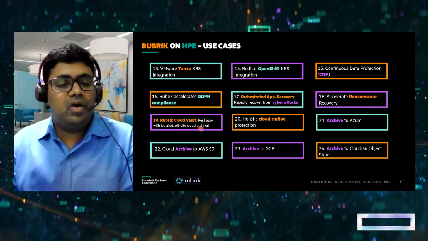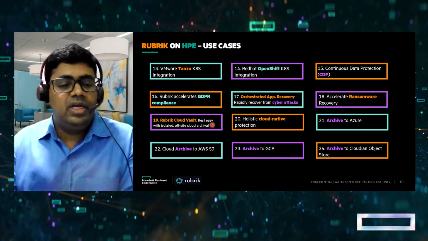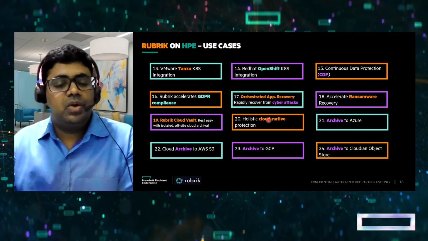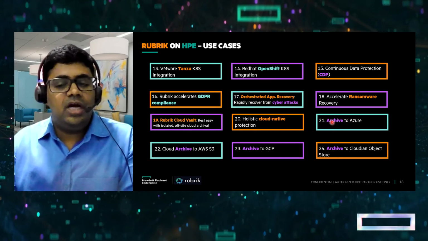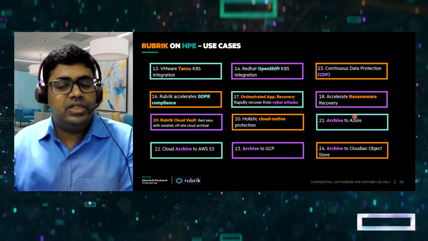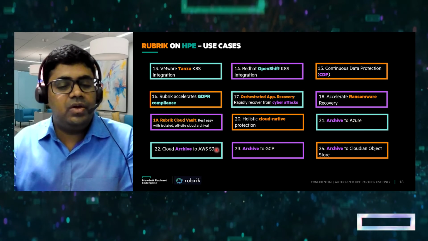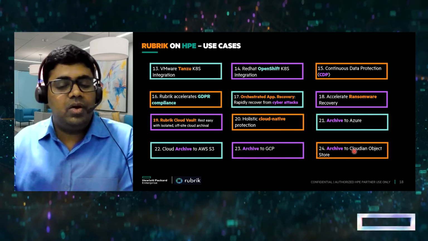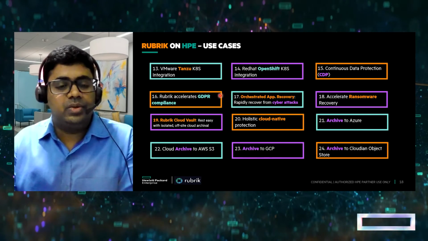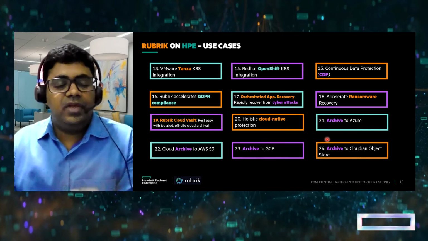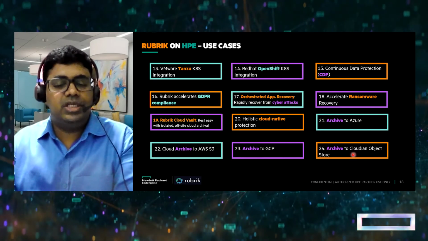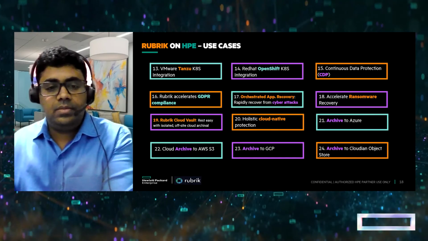And Rubrik Cloud Vault is also one of the additional features. It is mainly to isolate the backup from the production workloads, and also provides holistic cloud native protection. And we can archive your data to, as I showed you, Azure. We can configure AWS S3, Google Cloud, and we can also use Cloudian Object Store. All these options we can verify using the Rubrik console gear icon. Okay, these are the main use cases.